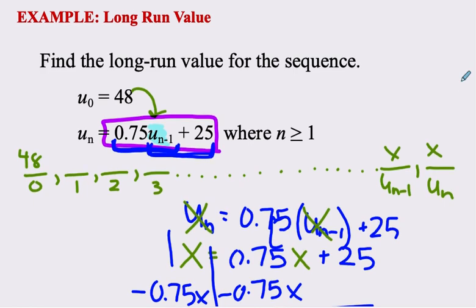So it starts at 48, and in the long run, it's going to get to be where these are basically the same as 100. So it looks like this shifted geometric is a shifted geometric growth because it starts at 48 and grows to about 100. So when it says find the long run value, you would say it's 100.